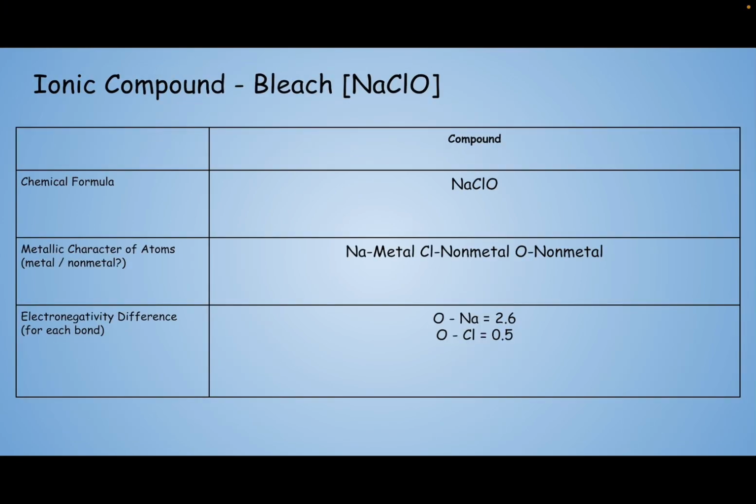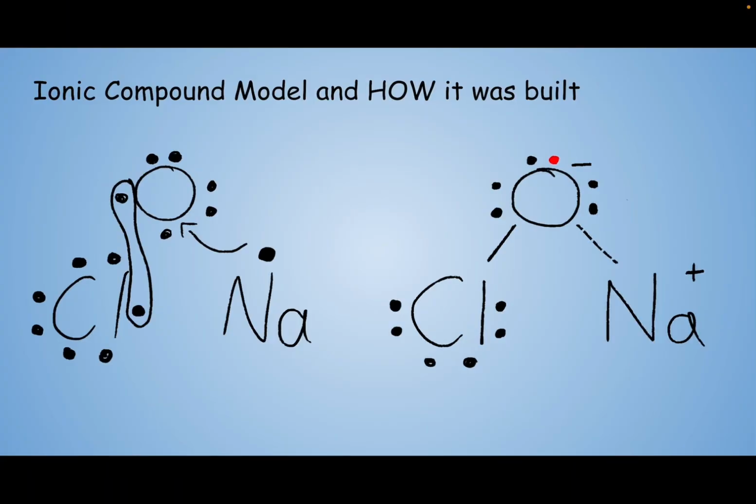So my ionic compound was bleach, also NaClO. And so sodium is a metal, chlorine is a nonmetal, and oxygen is a nonmetal. And so the electronegativity differences: oxygen and sodium have very different electronegativities, 2.6 different, which is the ionic bond that is happening to make this an ionic compound. Oxygen and chlorine are a lot more similar, 0.5. So this is my ionic compound model.